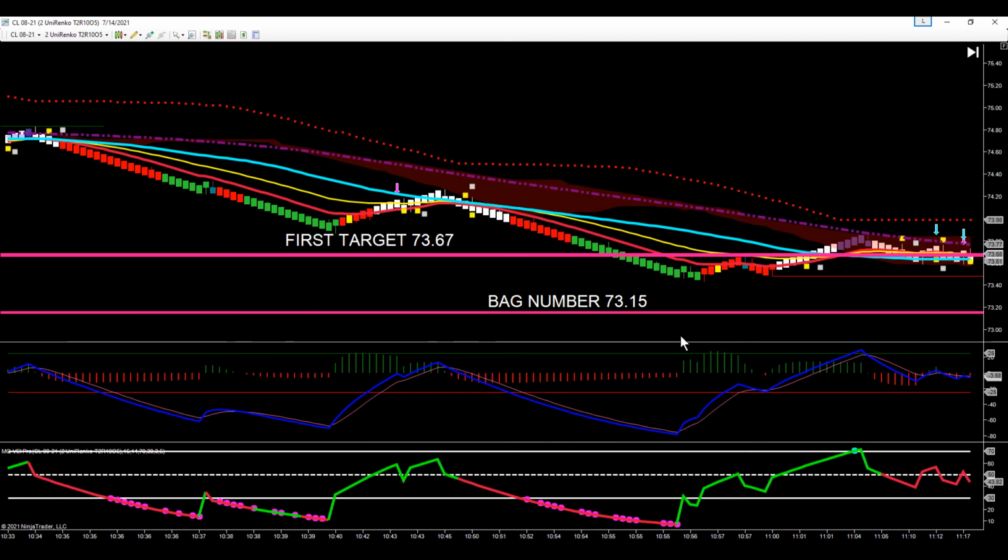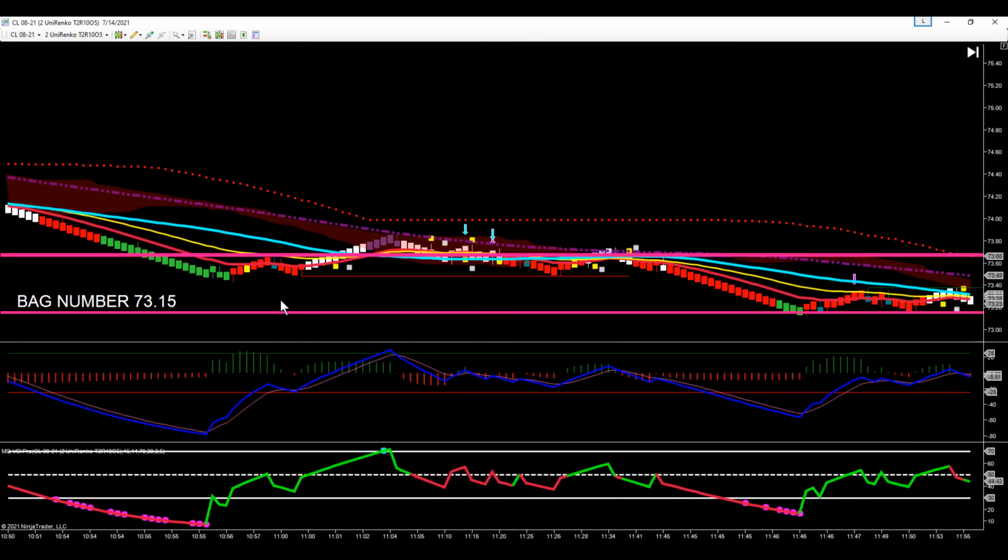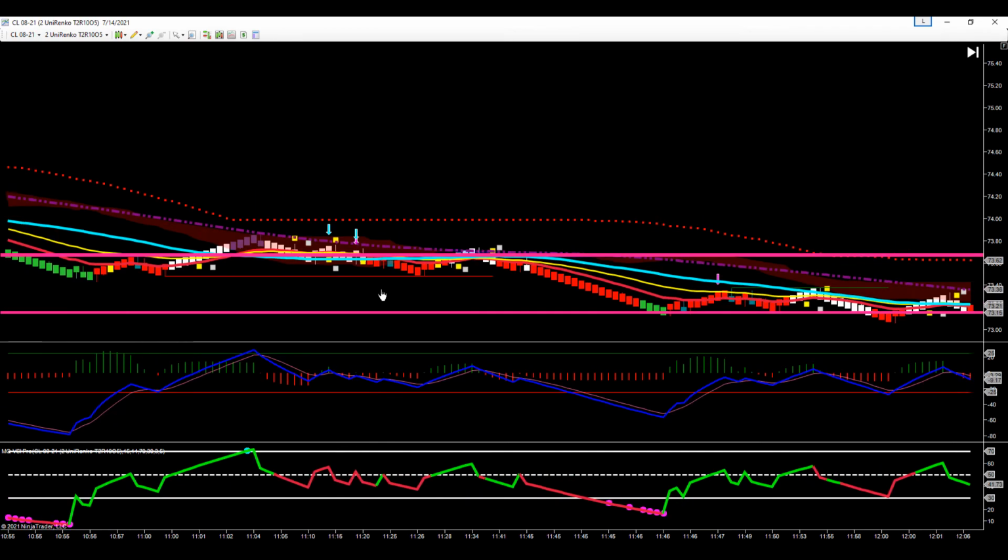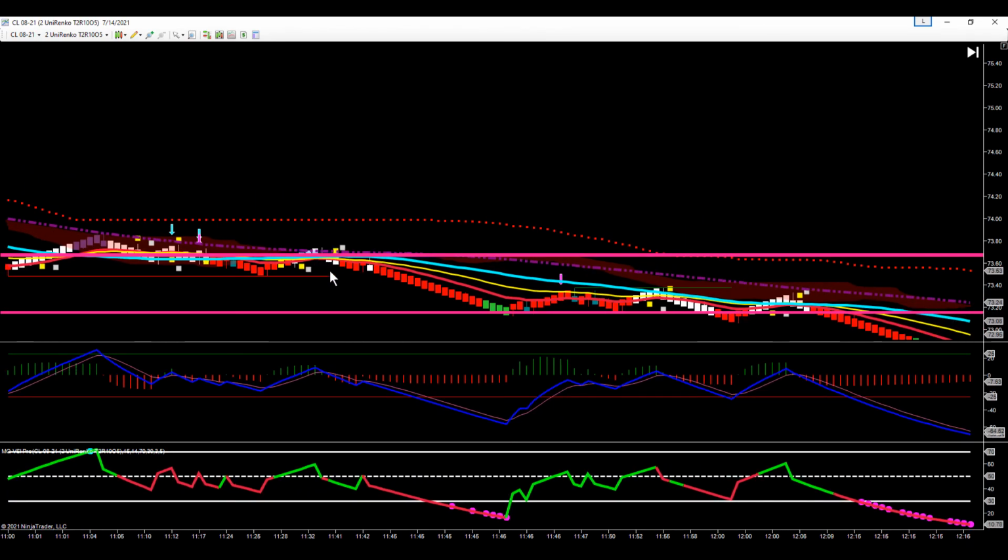Started getting extended, making bullish divergence. Chop sideways. We're in a compression channel right here. We had our bag number down here at 73.15. Had another wick out of the cloud, broke underneath our compression channel and traded down into our bag number. So another opportunity to grab another $200 or $300 per contract, just depending on how you're trading that.